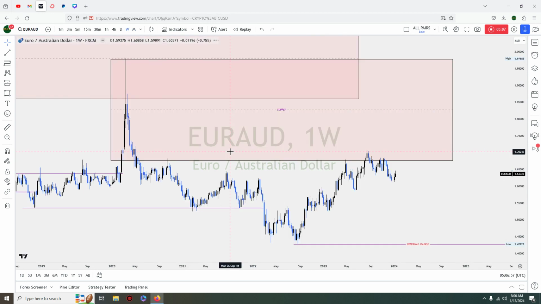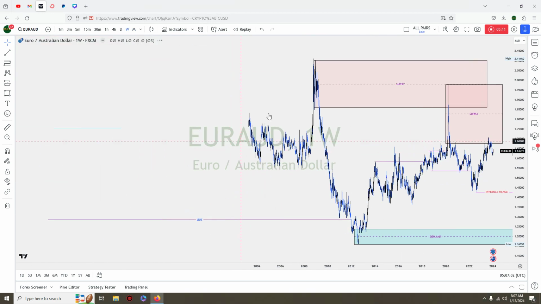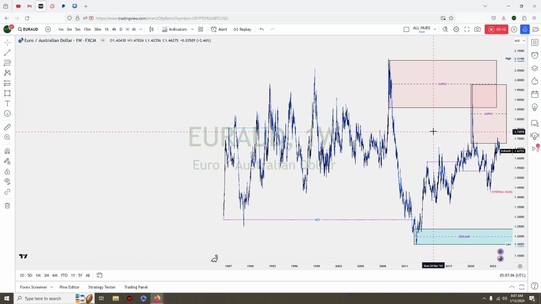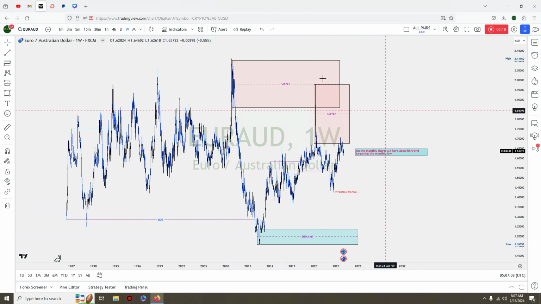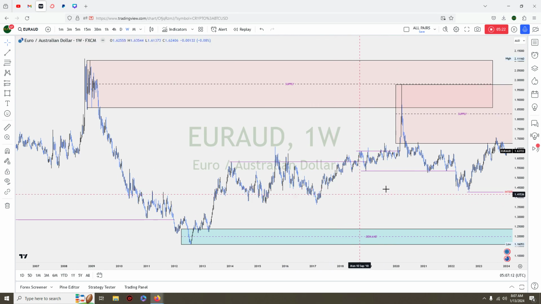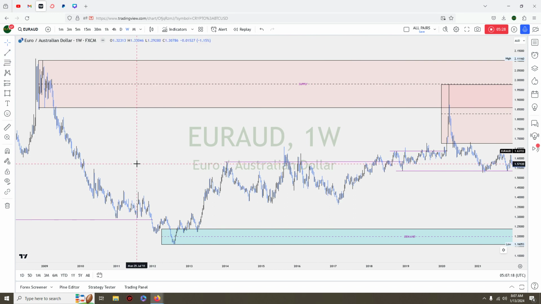So if I go to the weekly time frame, now we are focusing our analysis strictly on this region. My job is to improve what we have already done on the monthly.